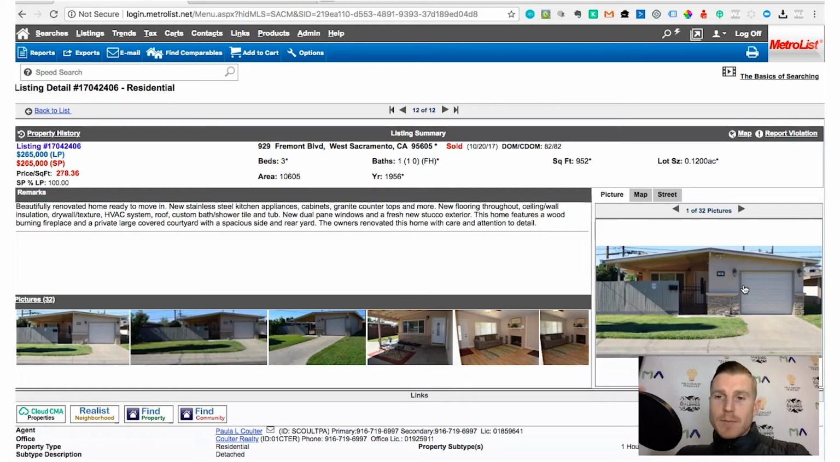This is the highest comp in the neighborhood that's pretty similar to mine. And so usually this would have been one of the comps that I used to model after in order to get pretty close to this high $265 comp price.